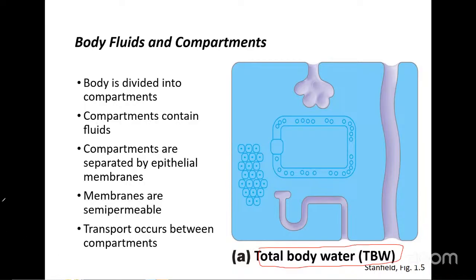By the time we get to the end of this unit, we'll also be talking about different types of transport. We're going to be thinking about: does it require energy to cross this membrane? Does it not require energy? Does it require a protein to get across the membrane? Does it not require a protein? That's also not today, but that's where this is going. This is part of why we're talking about this right now.